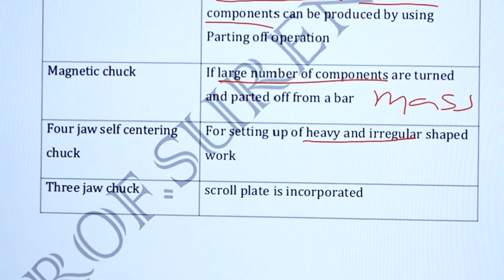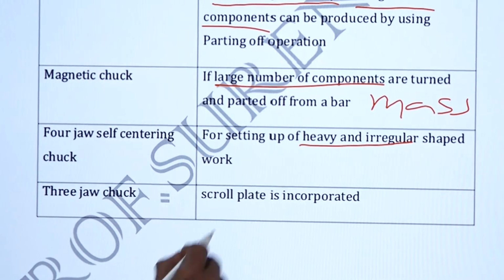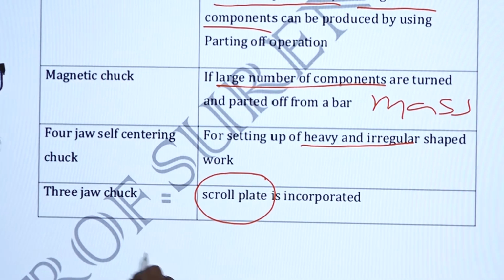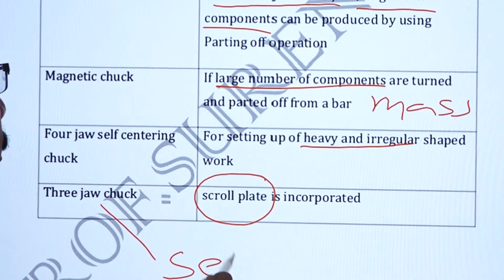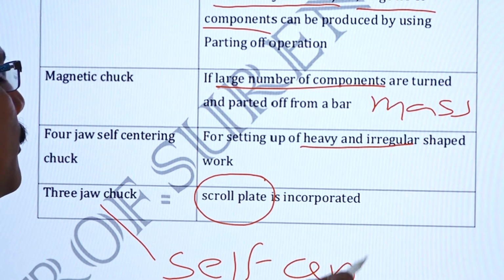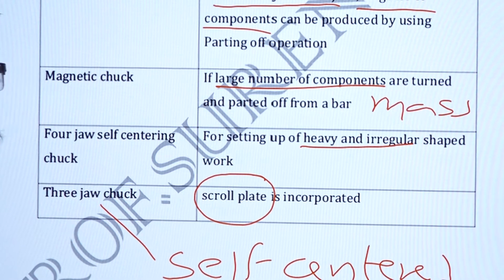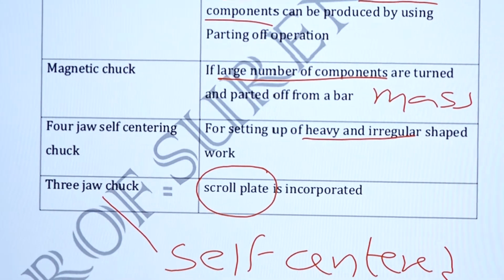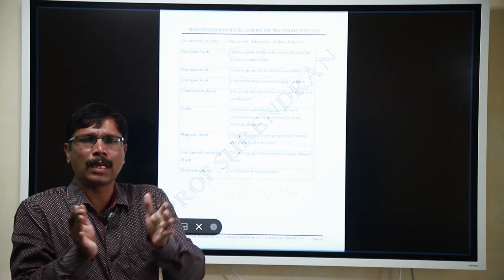3-jaw chuck, in the 3-jaw chuck we can incorporate the scroll plate. This 3-jaw chuck is self-centered. What does self-centered mean? All the 3 jaws are moved simultaneously.